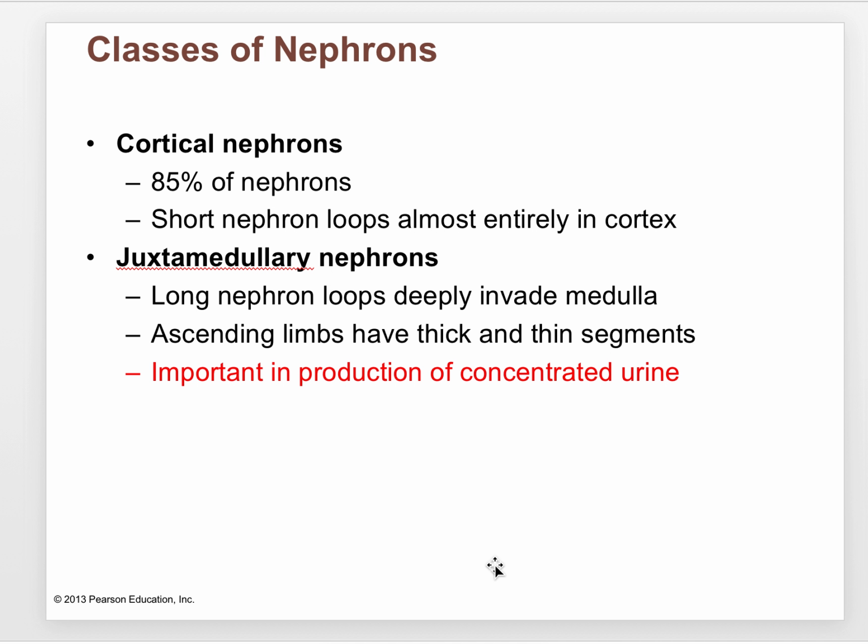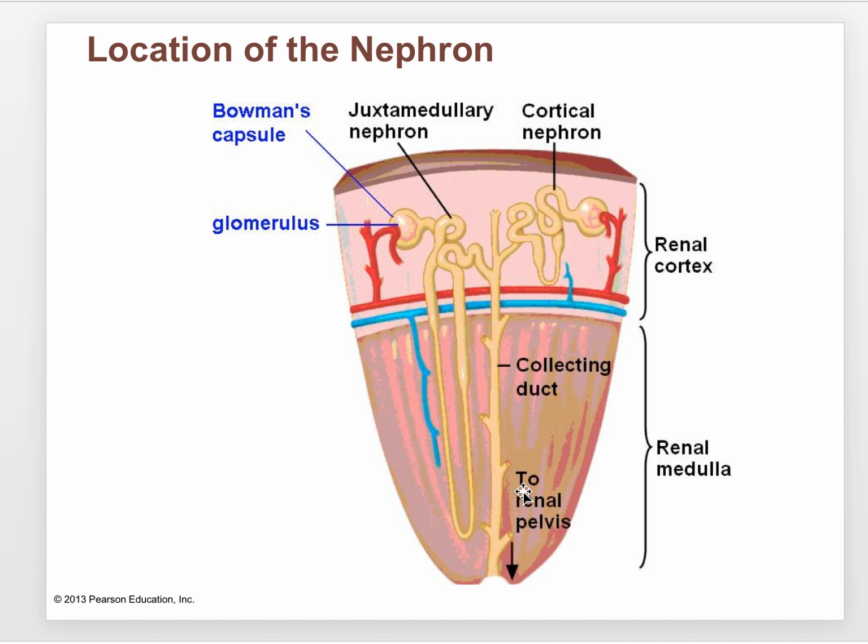There's cortical nephrons and juxtamedullary nephrons. Cortical nephrons are short nephrons that are almost entirely in the cortex. That'd be these nephrons here that just stay in the cortex. Some of them don't go all the way down into the medulla. They just stay up in the cortex. So those would be called cortical nephrons. Here's a diagram of a cortical nephron. This is the glomerulus with a short descending loop, but the whole nephron is in the cortex. That's called a cortical nephron.